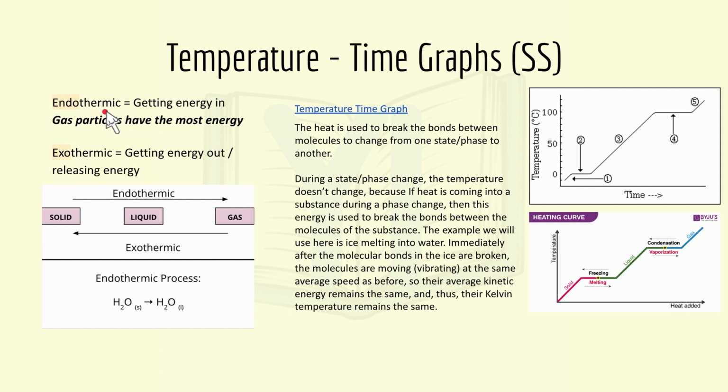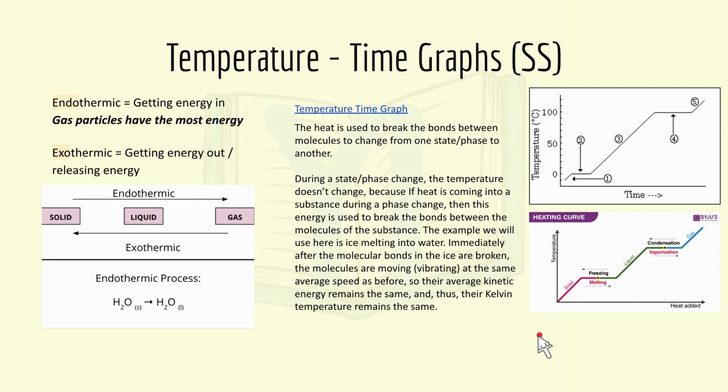Endothermic means getting energy in, and exothermic means getting energy out, which is releasing energy and releasing heat. And gas particles have the most energy because they need more kinetic energy to vibrate so they can keep moving in air randomly. And here's temperature time graphs.